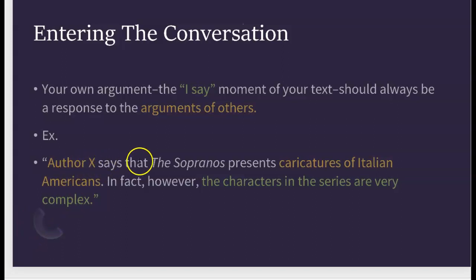For example, author X says that The Sopranos presents caricatures of Italian Americans. That's something that they say that I'm responding to. In fact, however, the characters in the series are very complex. The same claim that the characters in the series are complex becomes much stronger when presented in response to a contrary view. Now we can see that there's a clear goal, a clear mission, a clear argument that I am opposing, or I'm in opposition of what this person has said, and now I am trying to argue in a way to correct that mistaken characterization.